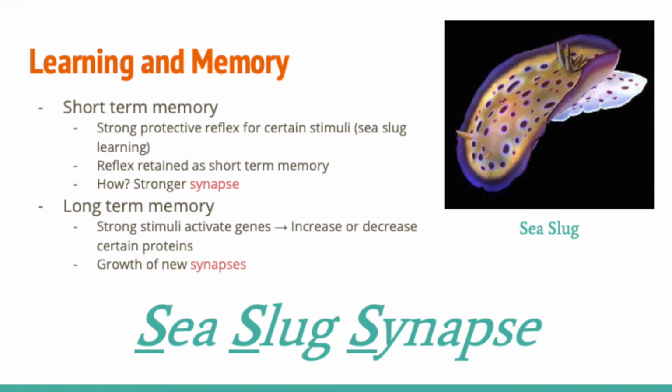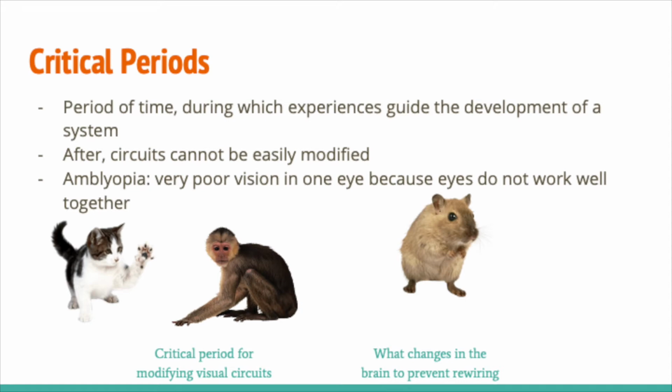Along with learning and memory, these animal models have also taught us a lot about the critical periods of development. So, critical periods are a period of time during which experiences guide the development of a system. And by a system, we mean animals, either cats, monkeys, or rats. And how these circuits, after they are developed, can no longer be easily modified, that these are very fixed behaviors within different species. In monkeys and cats, we have learned about critical periods for modifying visual circuits, while in mice, we have learned about what changes in the brain are required to prevent rewiring of the brain.